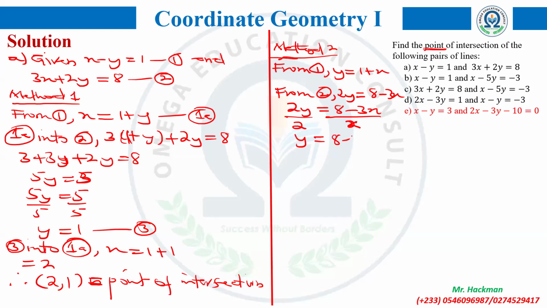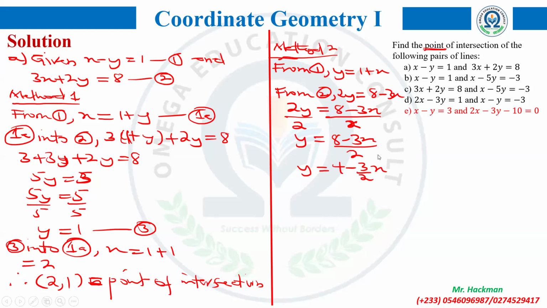8 minus 3x all over 2. However, I will not do it this way, because remember we said you write it in the gradient intercept form. In this form, it's a single fraction, but the gradient intercept form is partial fraction. Is that clear? So I'm going to write this, but I'll tell you something. This over 2 is 4, and this over 2 gives us minus 3 on 2x. Is my point well made?